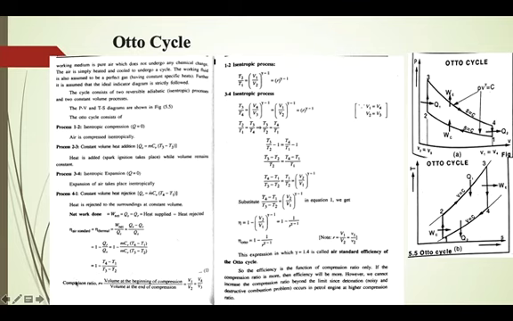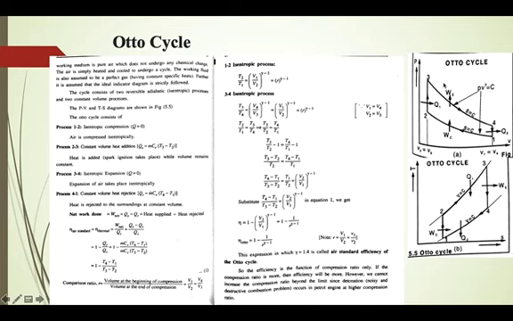Now coming to a ratio known as the compression ratio, we have already seen this ratio. Compression ratio R is defined as the ratio of total volume to clearance volume, or volume before compression by volume at the end of compression. Volume before compression is V1, which is equal to V4, and volume after compression is V2, which is equal to V3. So it can be written as V1 by V2 is equal to V4 by V3.